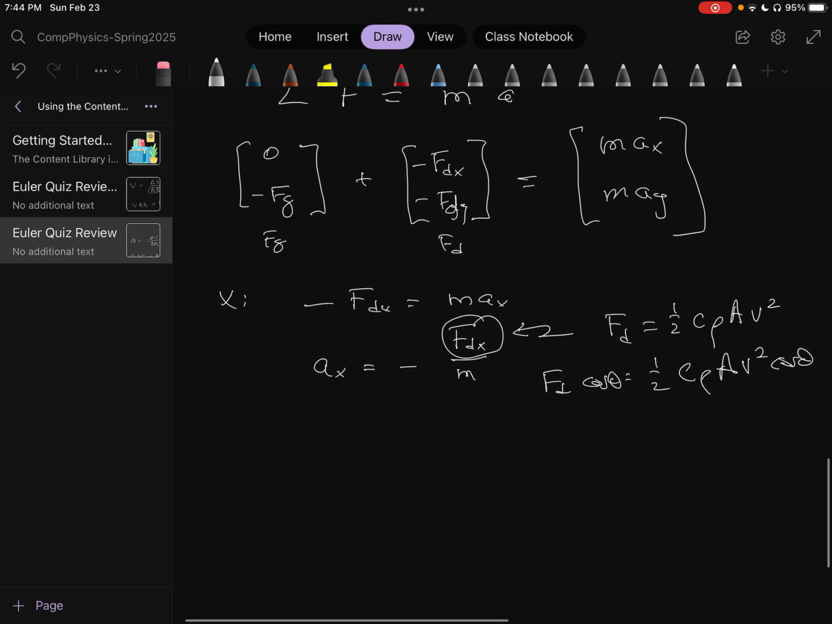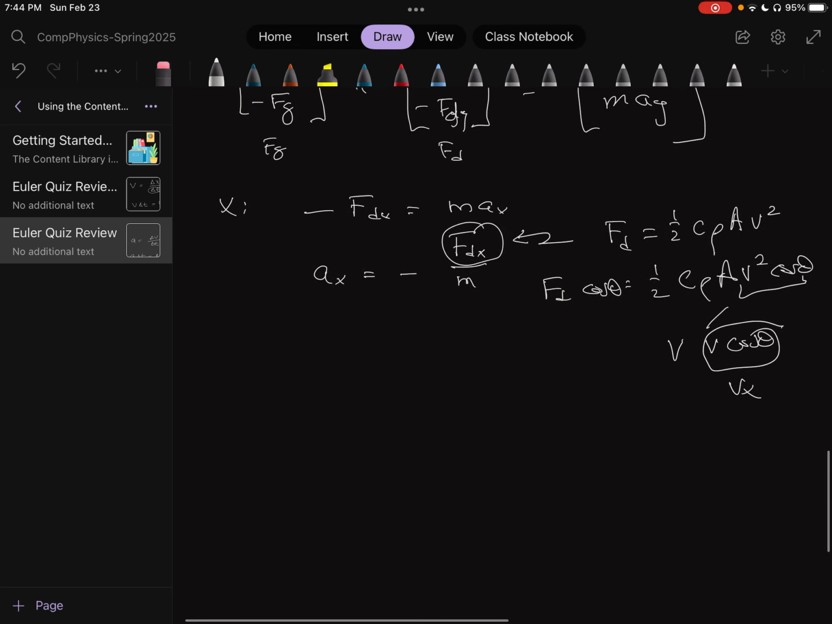And now we can break that v squared into one speed by itself, and then the other one is v cos theta. This is vx, right? V cos theta is the same as vx. So if we put that all together, our acceleration in the x direction is minus 1/2 C rho A over m, times v, times v cos theta, which is vx.